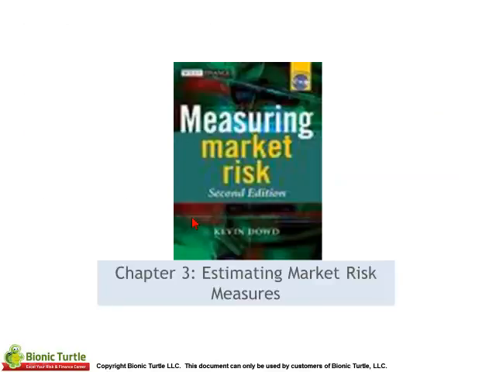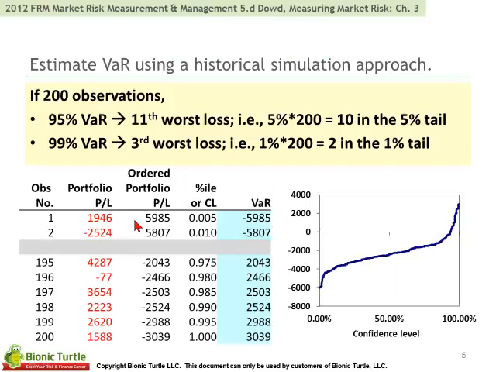So Chapter 3, Estimating Market Risk Measures, we start with estimating VAR using a historical simulation approach, and then an example that I think I've selected straight out of the Dowd. The historical simulation VAR is in some ways the simplest of all. We don't have the full data set here, but we have an assumption of 200 daily profit and loss data points.